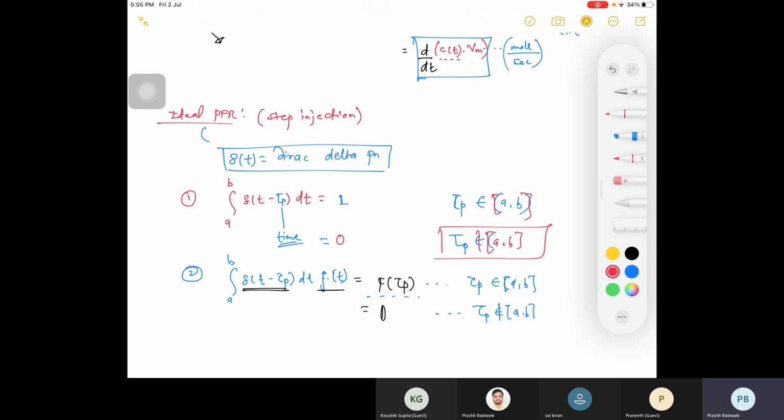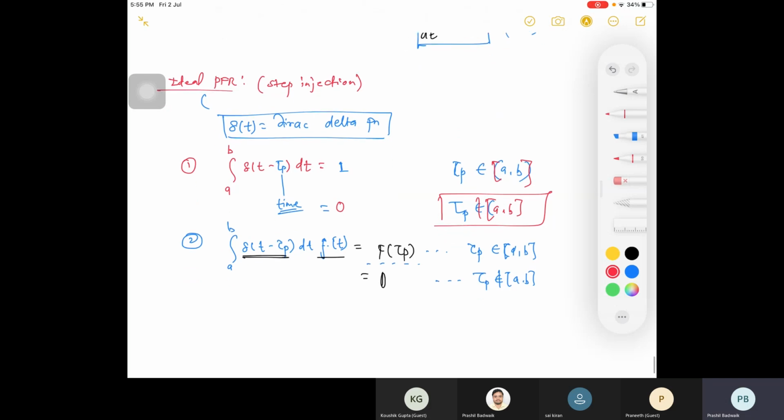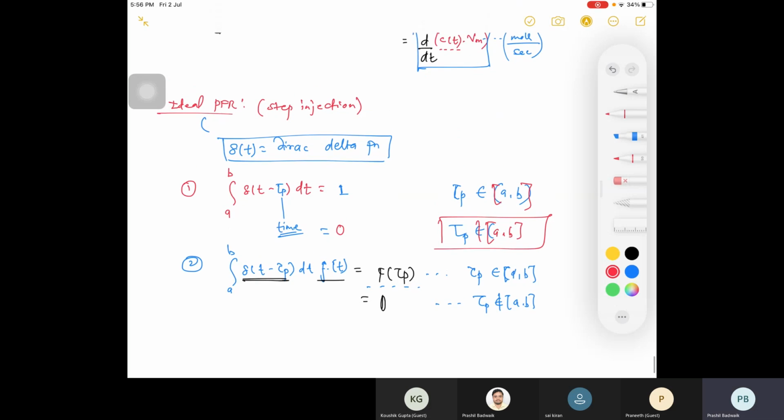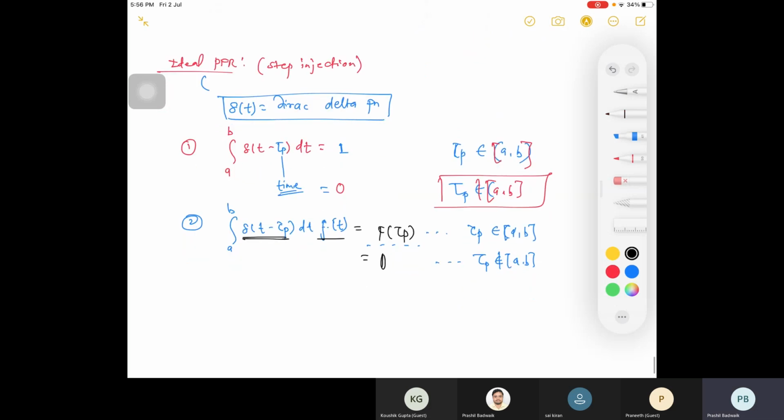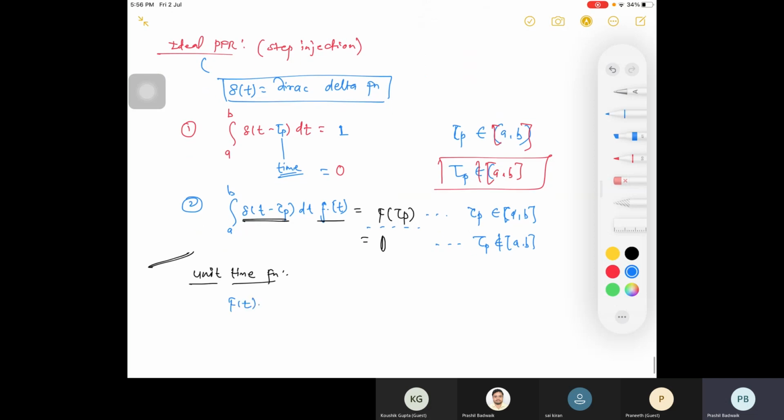Okay, now in ideal PFR, we are going to start with a new function, and that is your u of t, the unit time function. Whenever you are representing any function with respect to time, you will be having the unit time function. Its value is 1. Suppose I am having f of t and I multiply it by u of t, then it is your f of t, because it is the unit time function, so you can multiply any function by that. This is if there is no lag.